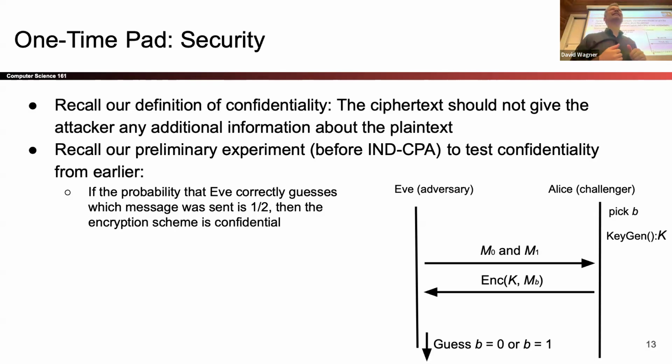So this is the mathematical definition, the way we're going to probe whether or not Eve can learn any partial information about the message from the ciphertext. Questions about the setup?